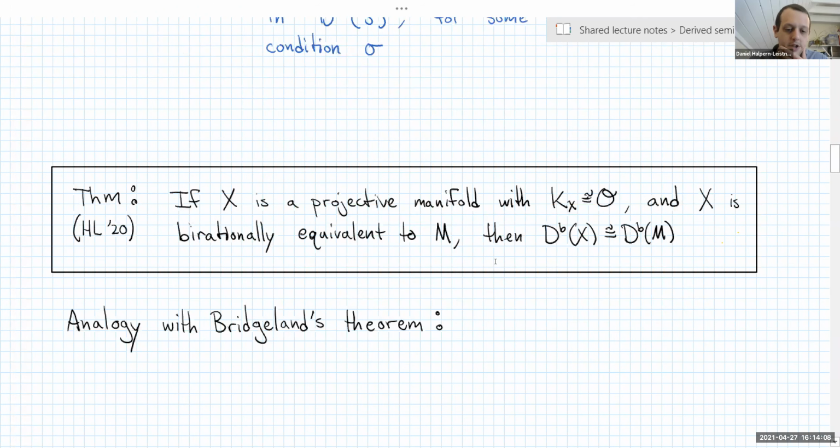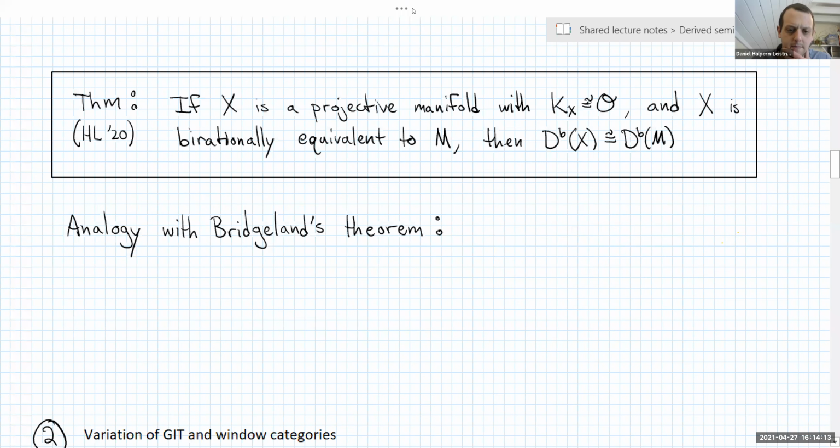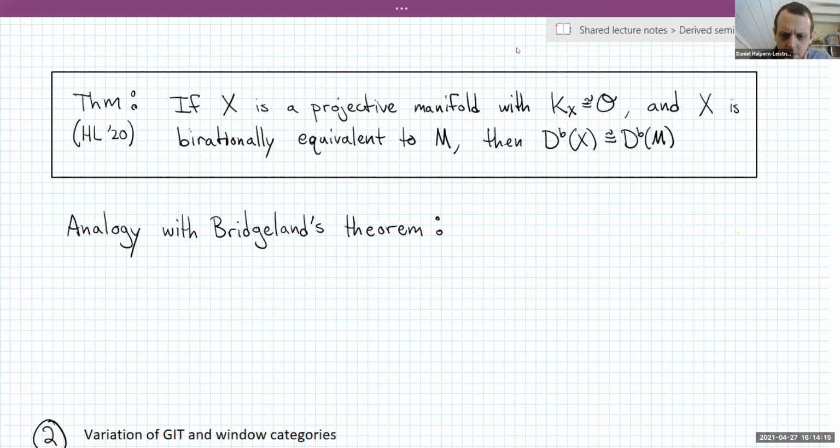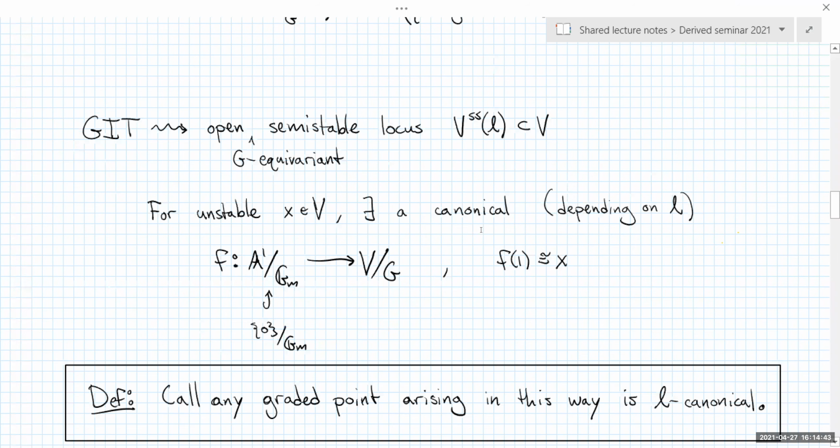So there's an analogy with Bridgeland's theorem. The way that his thing really worked was that, I mean, there's an analogy on a couple of levels. So first of all, the flop. The crucial thing for his approach is that the flop has a modular interpretation.